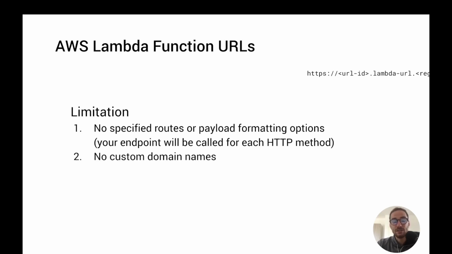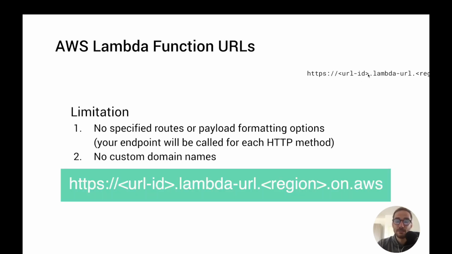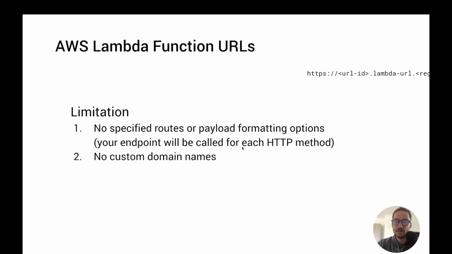Another one is that you cannot configure custom domain names for now. So you cannot put your domain name. It's going to be a domain from AWS, something like you can see in here, a URL ID dot lambda-url dot the region on AWS. For now, custom domains are not supported. Maybe they're going to add it in the future.